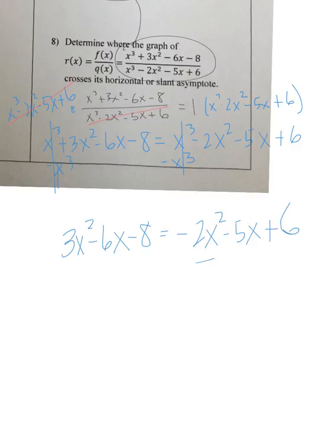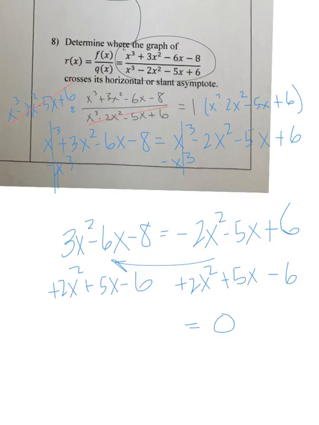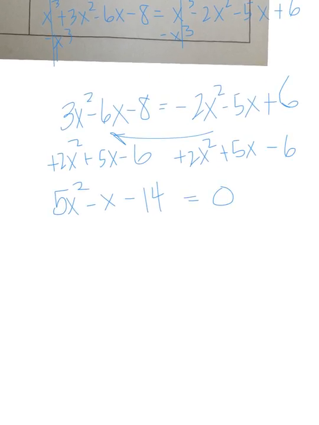So we're going to try and put all of our x squareds together. Let's just move everything over to the left side. So I'm going to add 2x squared, add 5x and subtract 6, so we have equal to 0. We do the same thing on both sides of our equation to maintain our balance. So then this leaves us with 5x squared minus x minus 14 equal to 0. We could try and factor this, but it really doesn't look factorable. So that makes me want to just go straight into using the quadratic formula.